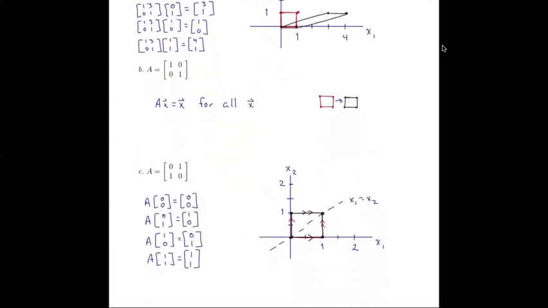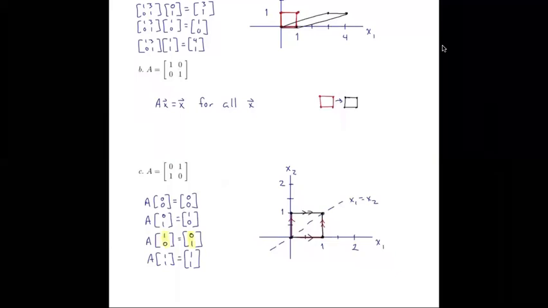So part C, what does part C do? A is a new matrix, 0, 1, 1, 0. A little different from the previous one. The arrangement's off by a bit, and we see that it actually does do something different. 0, 0 maps to 0, 0. 0, 1 maps to 1, 0. That's where we see an actual effect happen. And then 1, 0 maps to 0, 1.